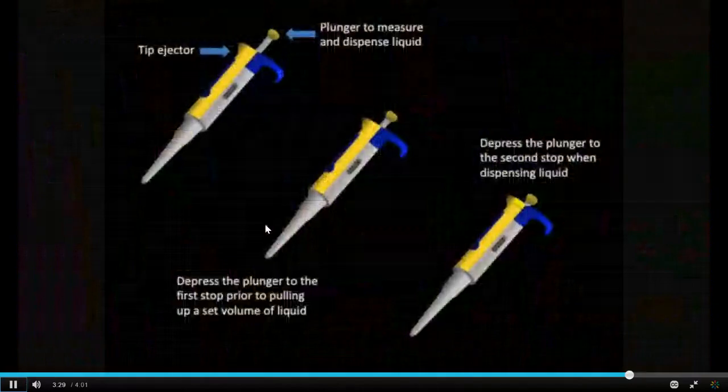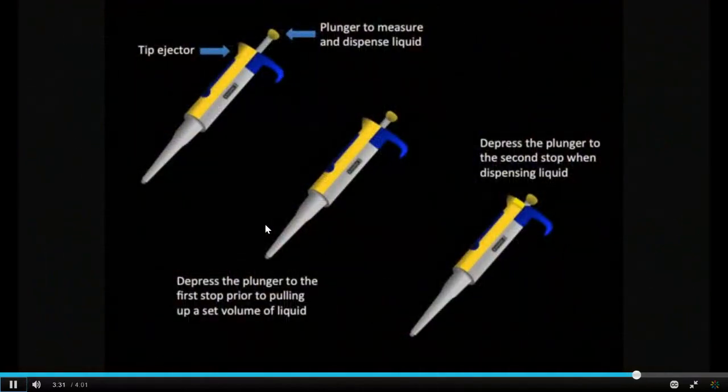Just remember, accurate measurement of liquid can only occur when you depress the plunger to the first stop. Place the tip in the liquid and then gently release in order to draw up liquid. To dispense liquid, you will depress the plunger to the second stop and keep it depressed until the tip has been removed from the tube.